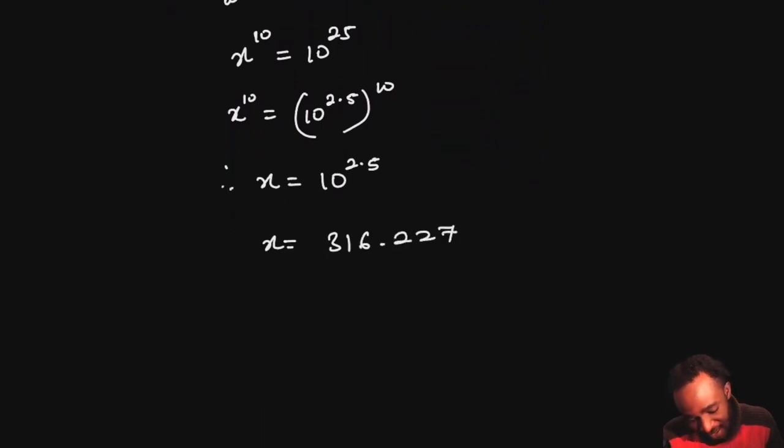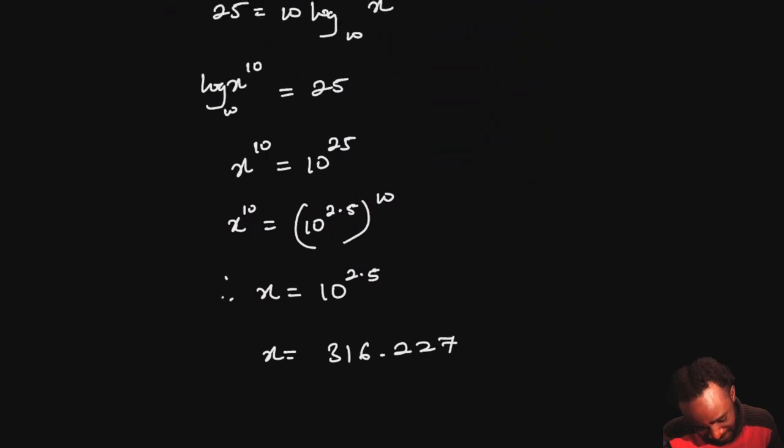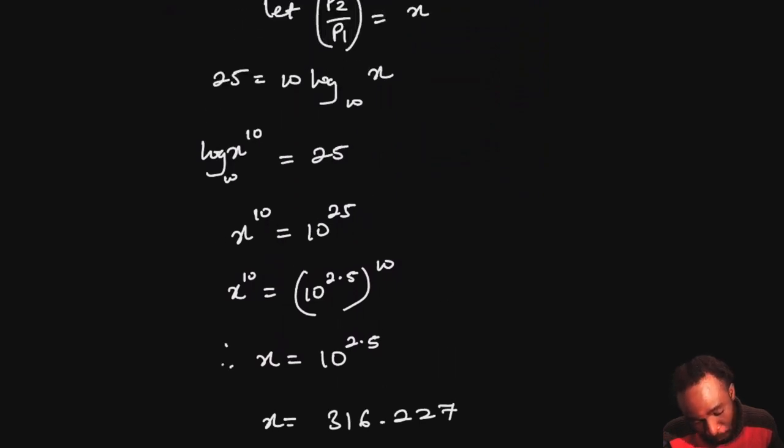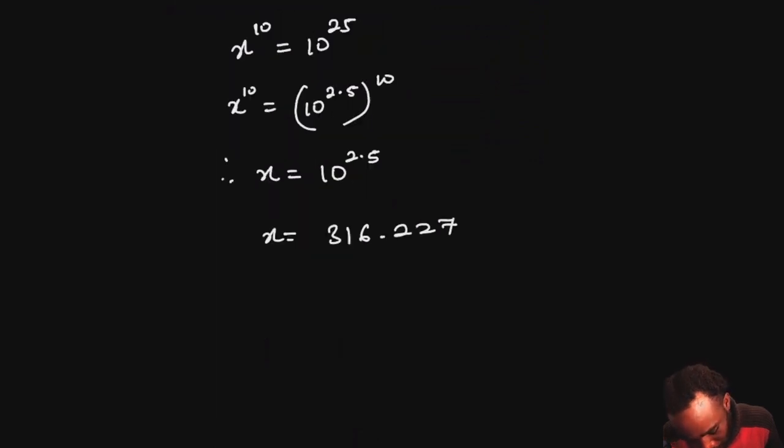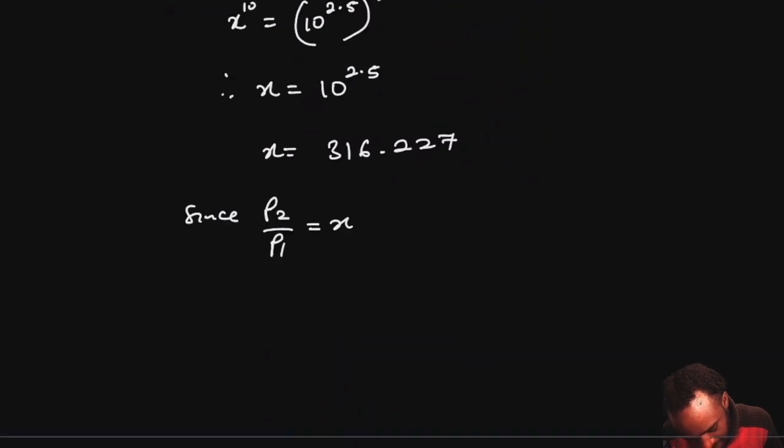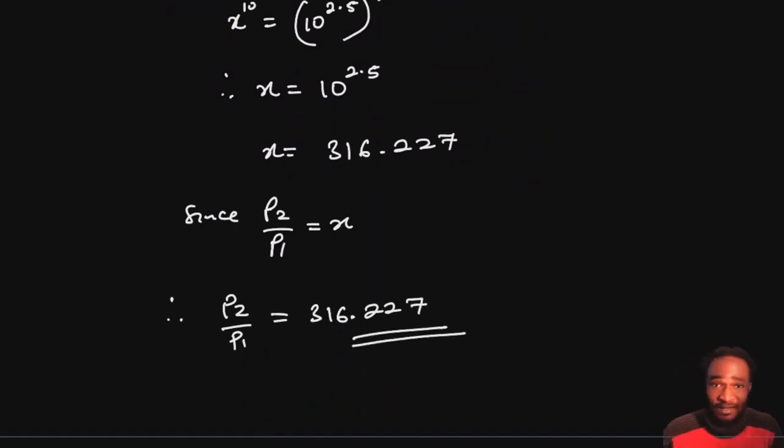316.227. And therefore, we can also say that we know that x is equal to p2 over p1. That's the main question. So since p2 over p1 is equal to x, therefore p2 over p1 is equal to 316.227. That's how you solve it.